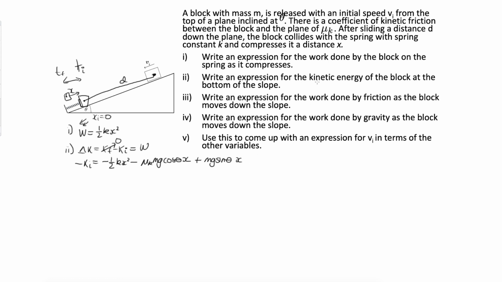So we're trying to get an expression for the kinetic energy. This is the negative kinetic energy. So the kinetic energy is given by a half kx squared plus mu k mg cos theta x minus mg sine theta x. So that's the kinetic energy it has before it compresses the spring.